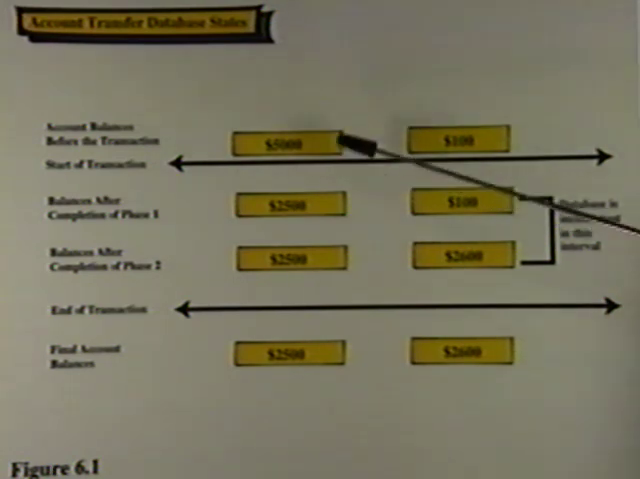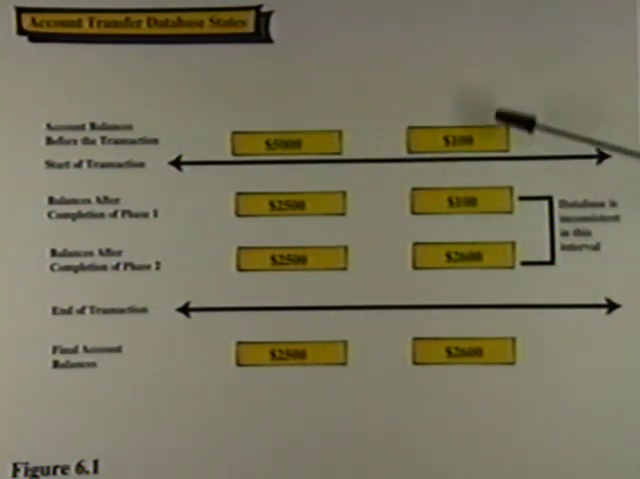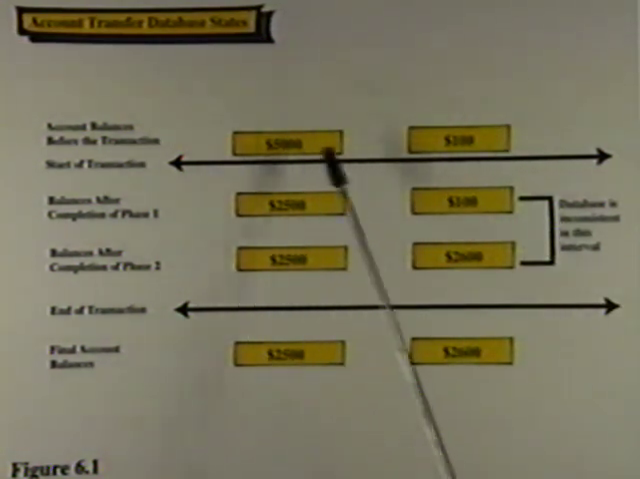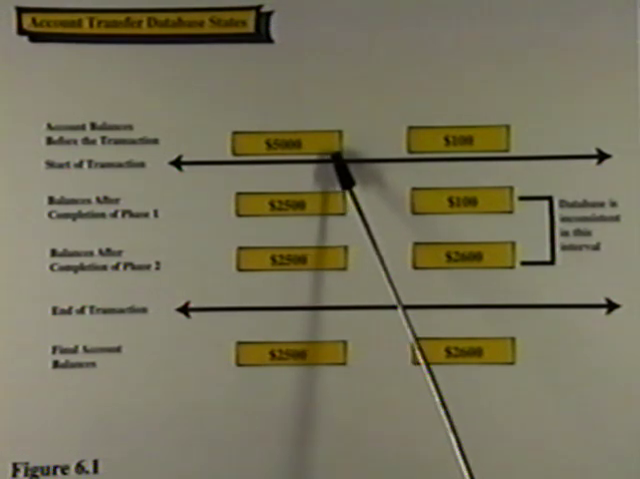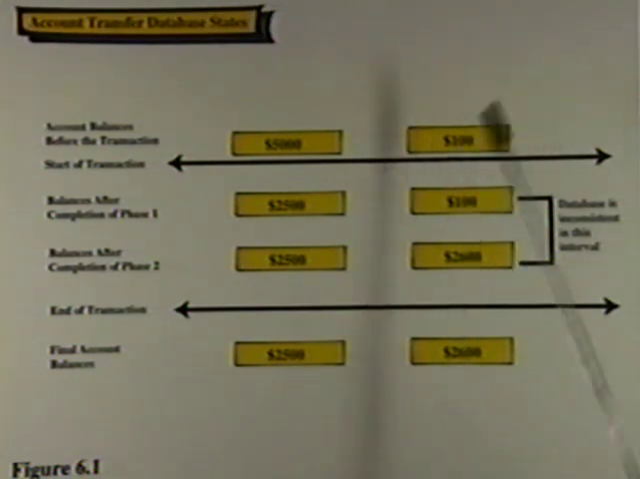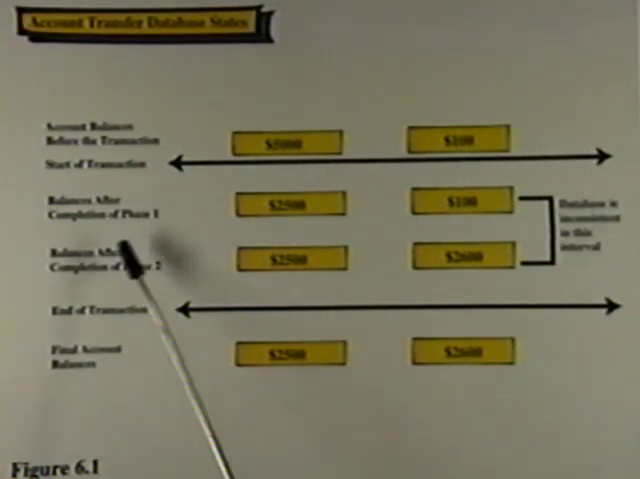And the left side represents our savings account balance, and the right side our checking account balance. Before the transaction begins, our savings account has $5,000 and the checking account has $100. Our goal here is to transfer $2,500. Well, this has essentially two phases.